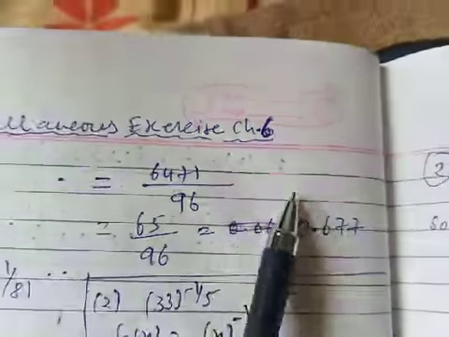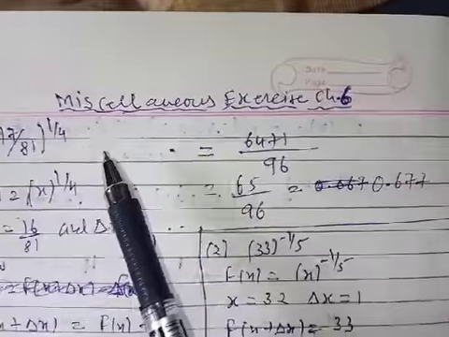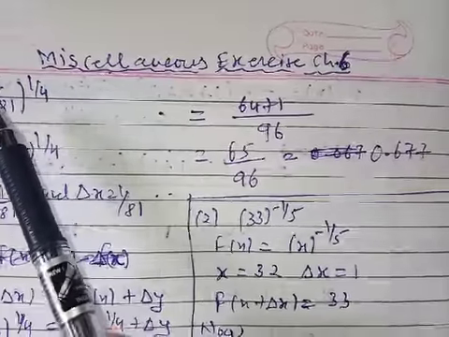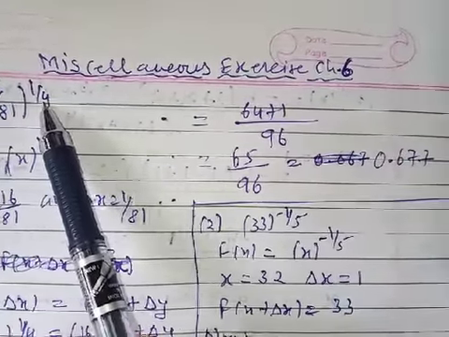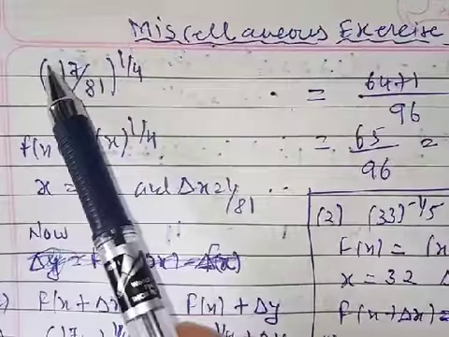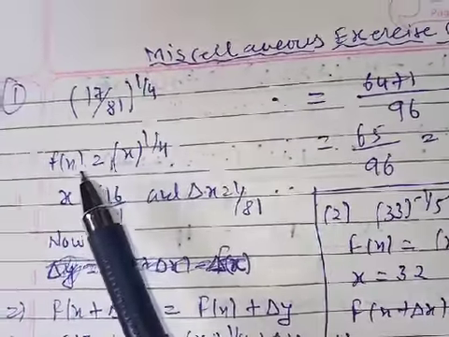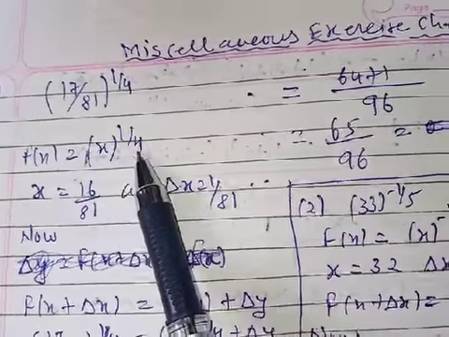Miscellaneous exercise, chapter 6, question number 1. Find the approximate value of 17 by 81 raised to 1 by 4. Raised to 1 by 4 means it is an exponential type of function. So f of x is equal to x raised to 1 by 4.